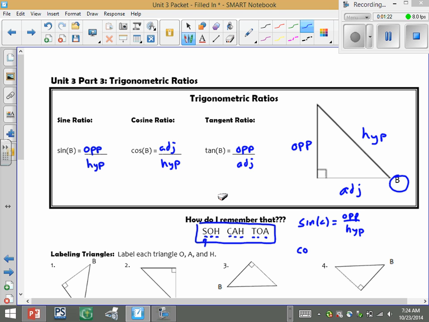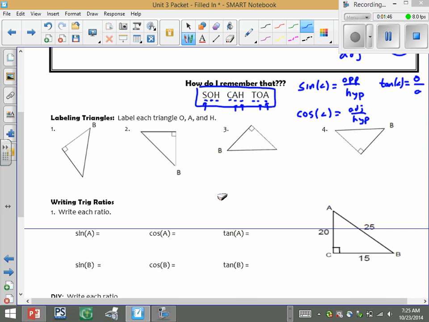And then cosine of the angle. Well, cosine goes with A and H, so that would be adjacent over hypotenuse. And the T stands for tangent, which is opposite on top, adjacent on the bottom. So that saying, some old hippie caught another hippie tripping on acid, will put you in a position to label these things and to set up the trig functions right in order to start solving them later.